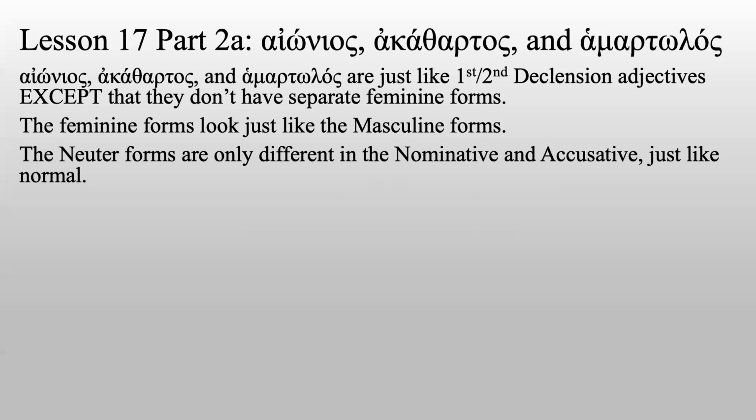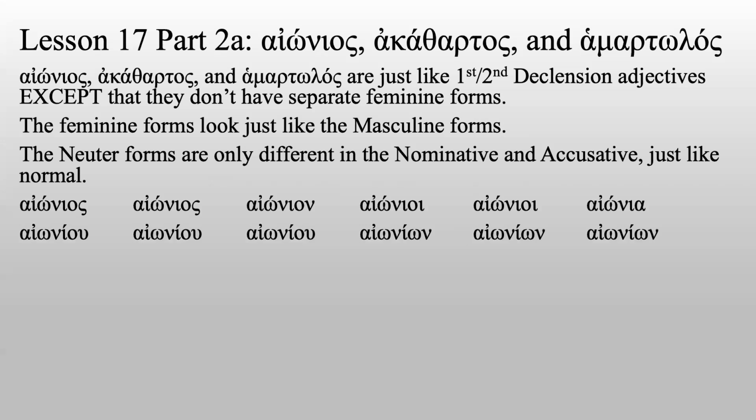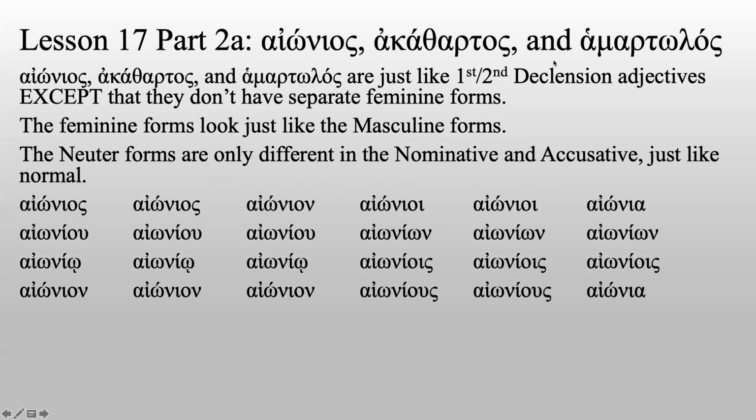The neuter forms are only different in the nominative and accusative, just like normal. So you can take a quick look here. We've got masculine singular, feminine singular, neuter singular. The only differences between any of these is that in the neuter nominative and accusative, it has to match. And so it's that one up here. That's the only difference for all four forms there.